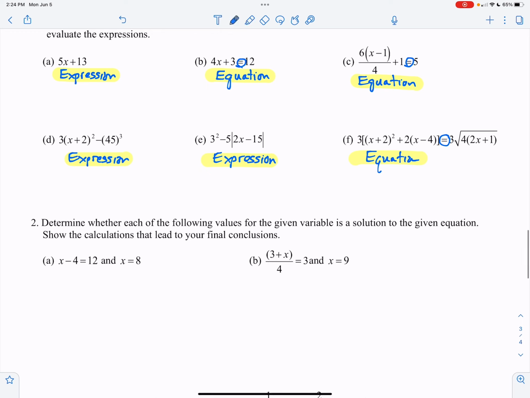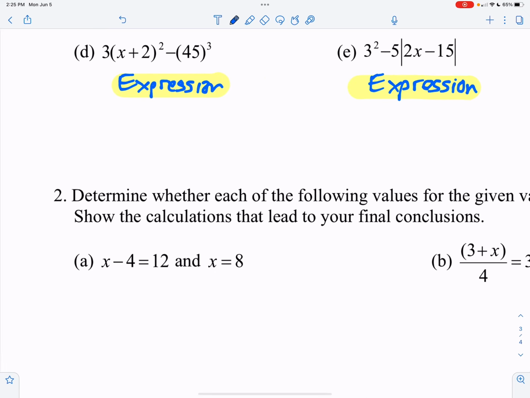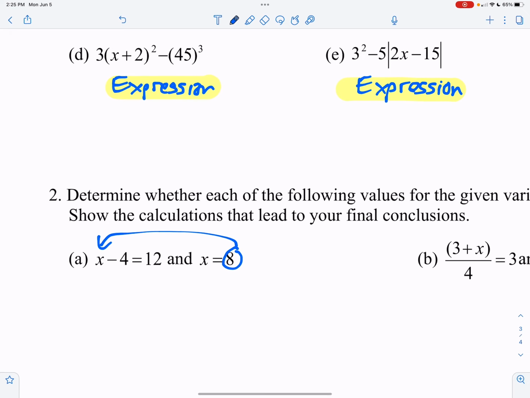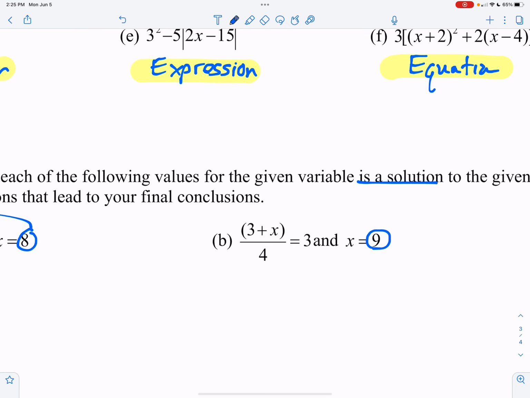Part 2, determine whether each of the following values for a given variable is a solution to the given equation. Show the calculations that lead to your final conclusion. So basically, ladies and gentlemen, what we have to do is take the value for x, in this case 8, and plug it in for x and see if we get a true statement.